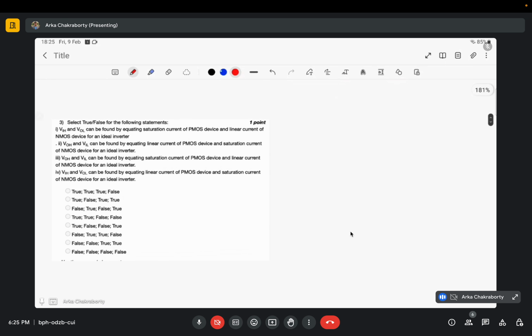If you remember, in the previous class I mentioned in which region of the VTC, in which region of operation, my PMOS and NMOS were. So I will be looking once again into that. Basically the circuit was something like this. Here it is VDD, it is V input, it is V output, and VDD by 2.